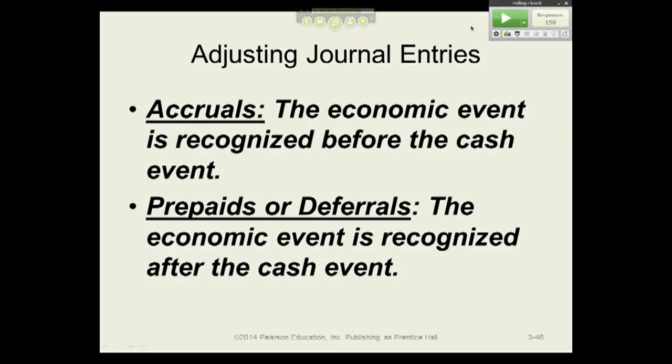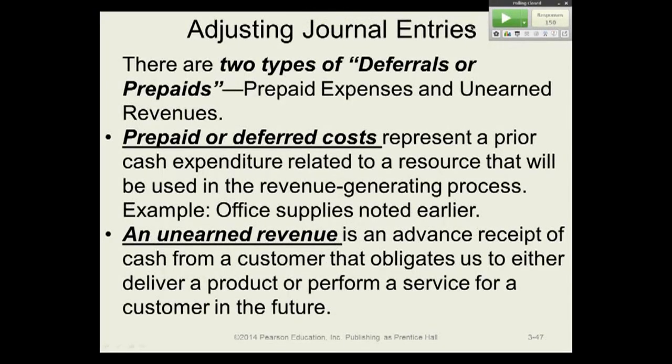So the explanations, again here, the two types of deferrals. You got your prepaid or deferred costs. Again, prior cash expenditures related to an asset that will be used up in the future to generate revenue. And that example, again, is office supplies. Unearned revenue is an advanced collection of cash that obligates you to perform some kind of a service at a later date.